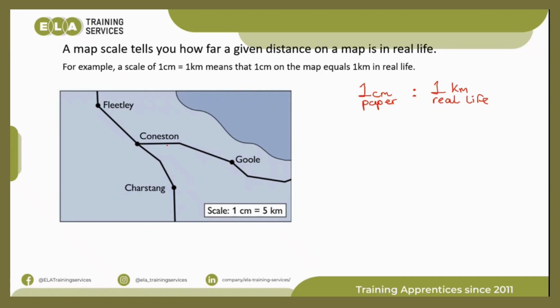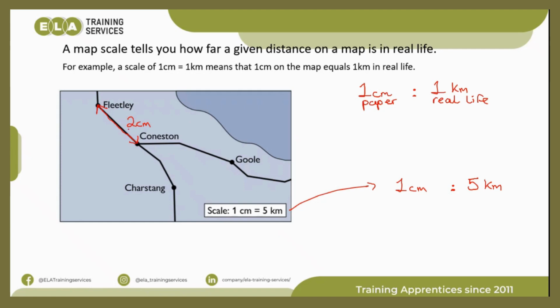So having a look at our scale map on our left-hand side, we know our scale is 1 centimetre to 5 kilometres. And if we change either side of the scale, the other side has to be changed by the same amount. So say we wanted to know the distance between Fleetly and Coniston, and we pulled out a ruler and that measured 2 centimetres, and we wanted to know what it was in real life.